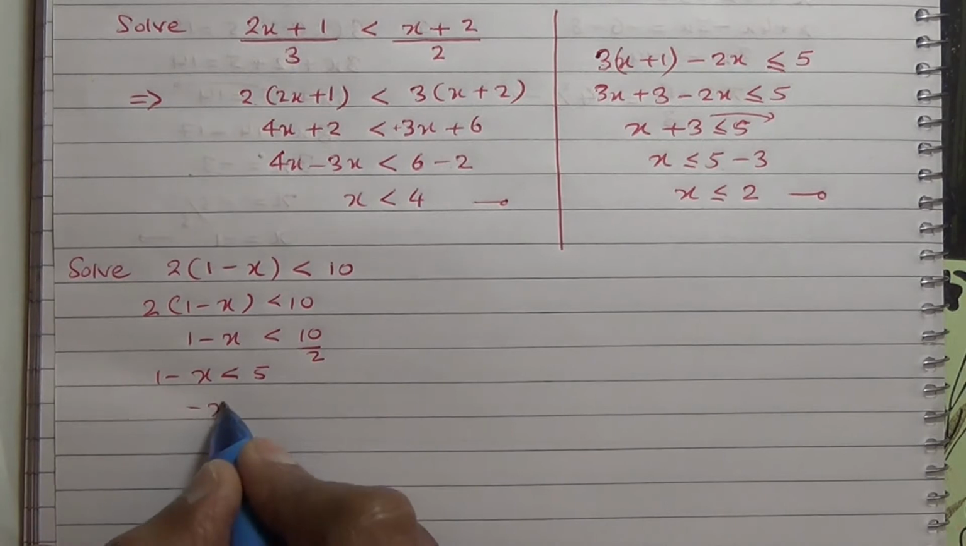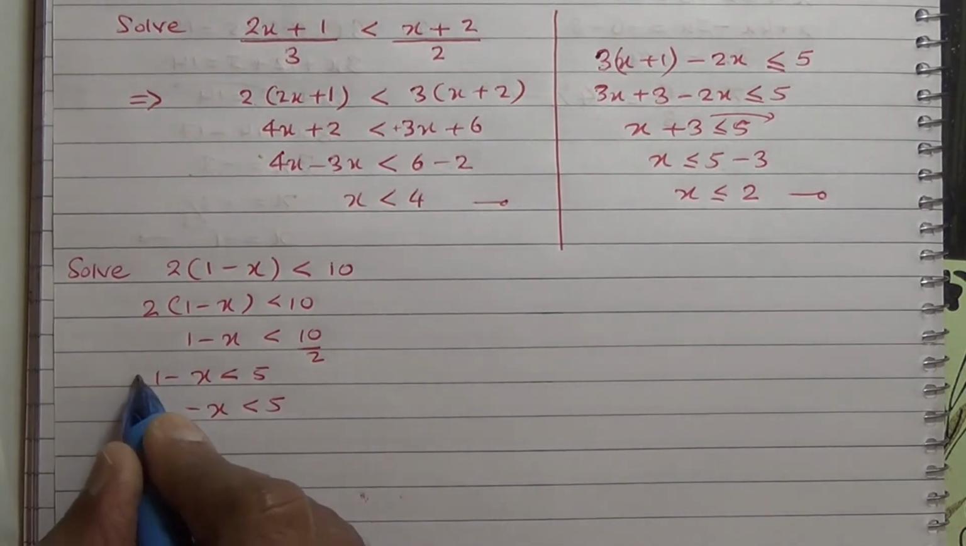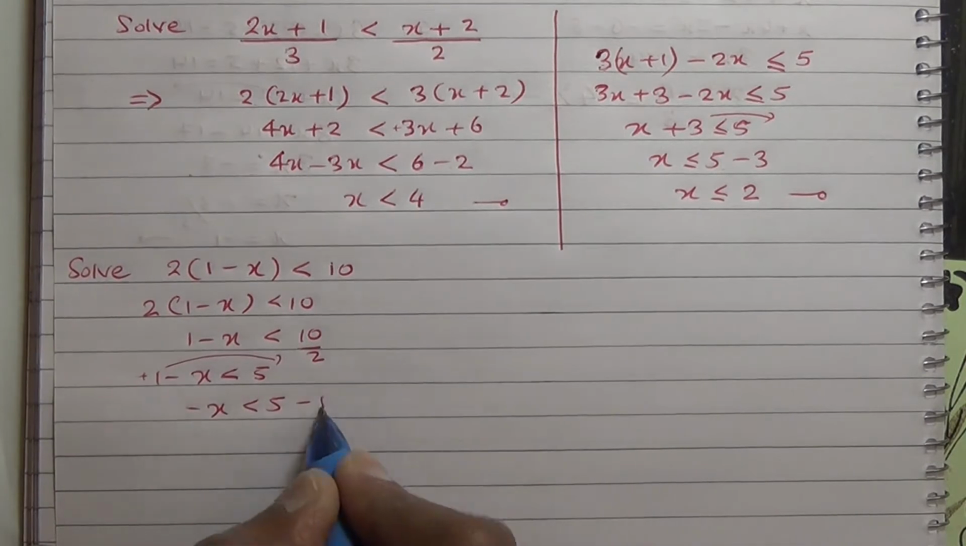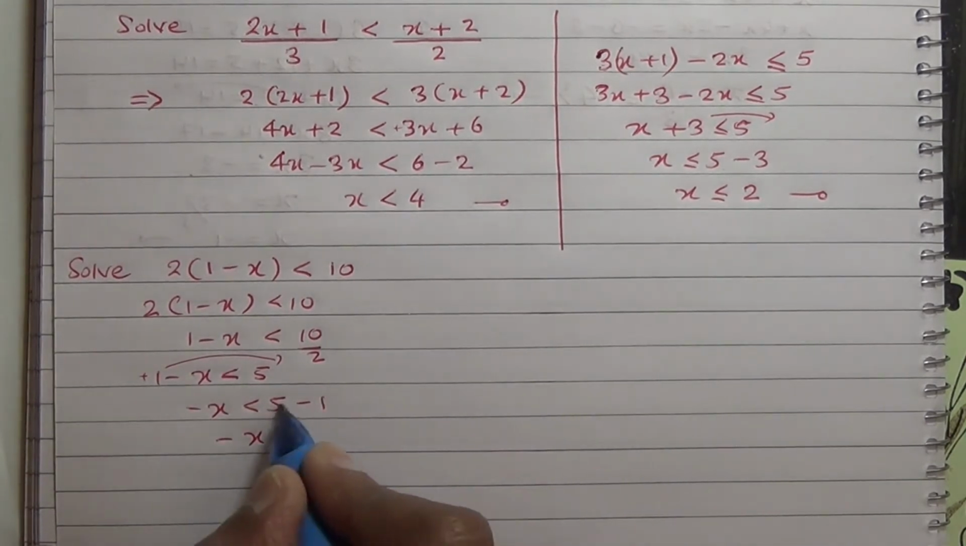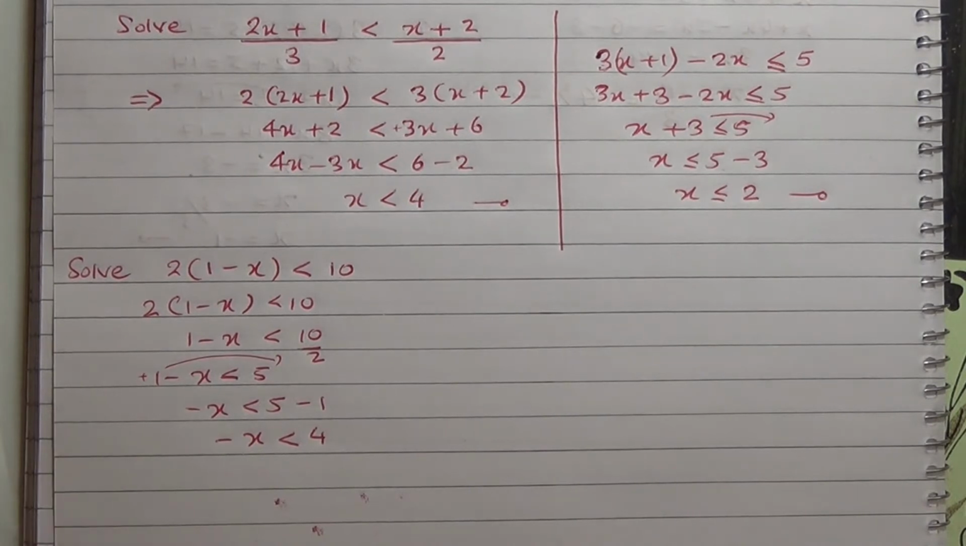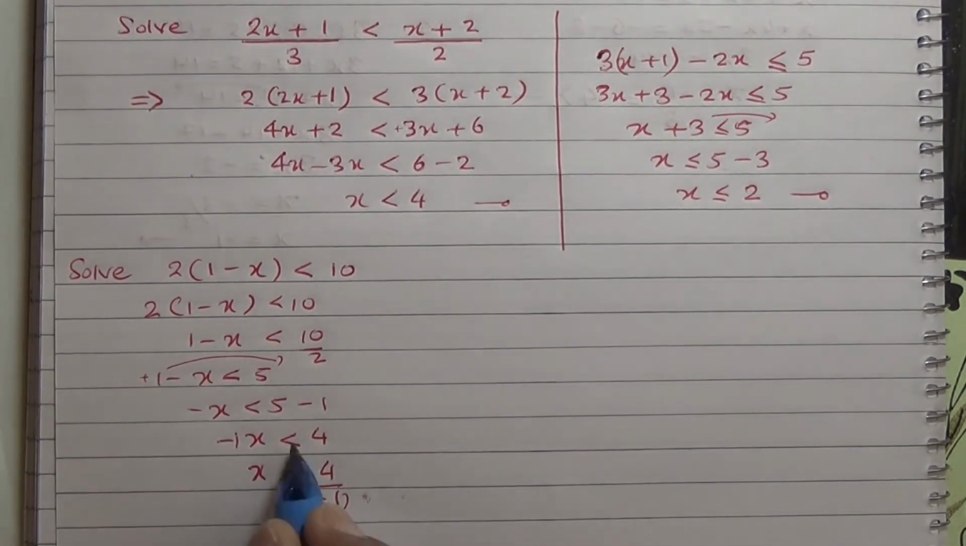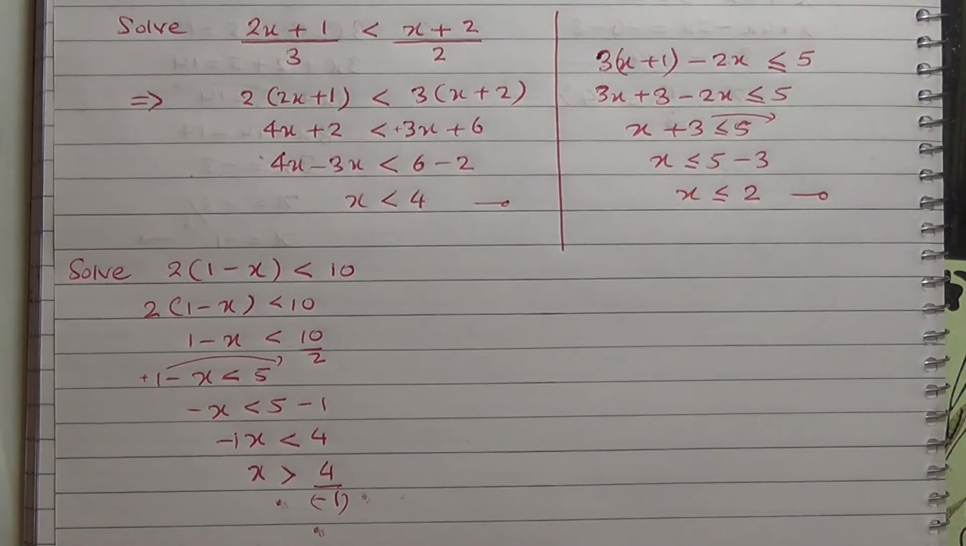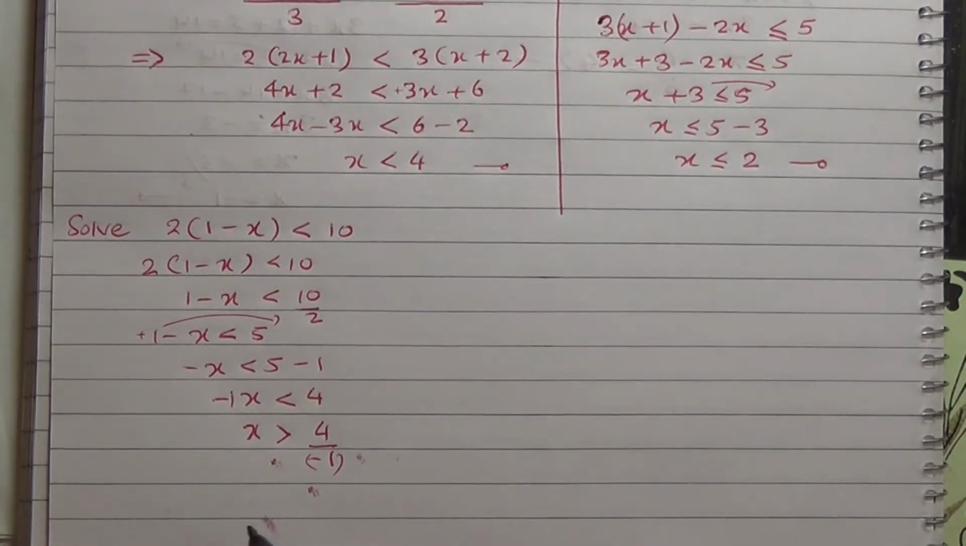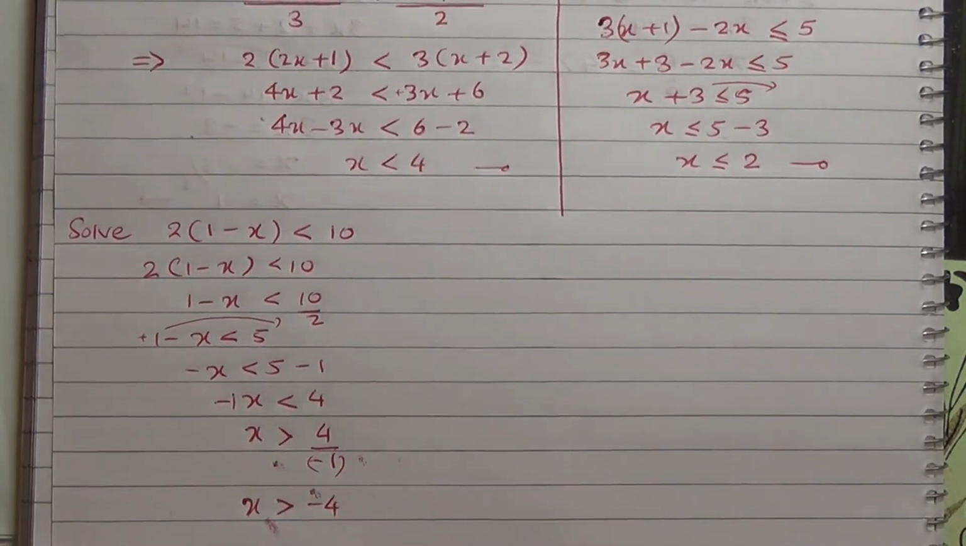Now, minus x is less than 5. The plus 1 can go on the other side, becomes minus 1. So minus x is less than 5 minus 1, which is 4. This is where you've got to be very careful. The coefficient of x is minus 1. So for x, you take the 4 and divide by minus 1. When you divide by a negative coefficient, the sign will change from less to greater. So the answer to this question is x being greater than minus 4.